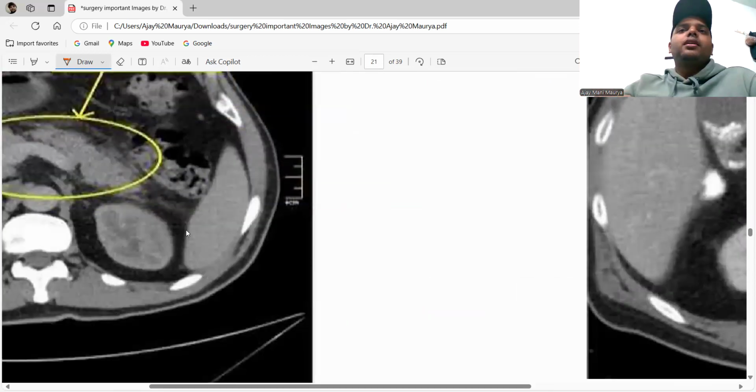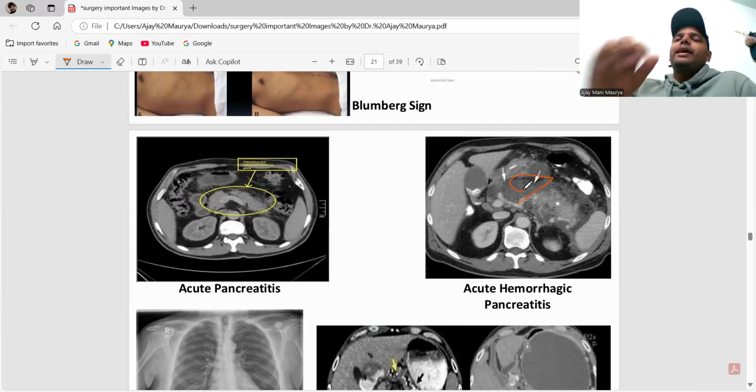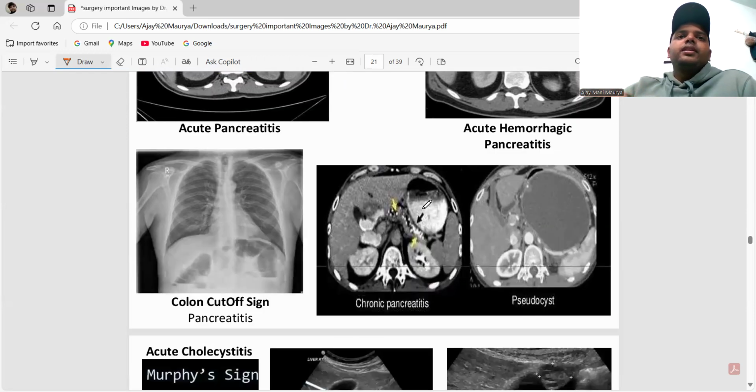This is the hemorrhage here. This is acute hemorrhagic pancreatitis. This is the colon cutoff sign seen in pancreatitis here. Also see here, guys, chronic pancreatitis leads to cyst formation. This is a fluid filled pseudocyst here. This is a complication of chronic pancreatitis.